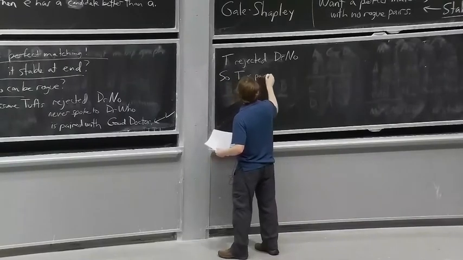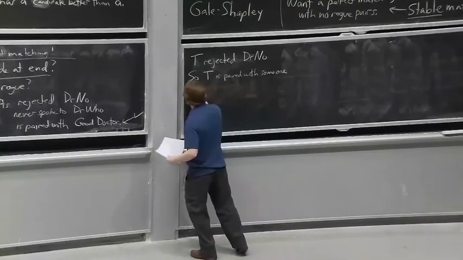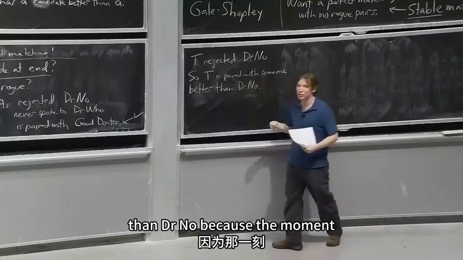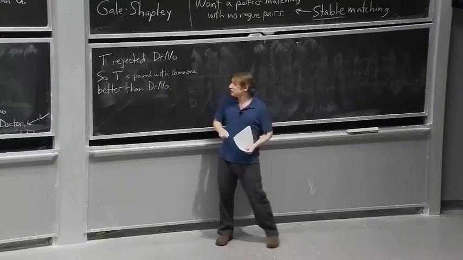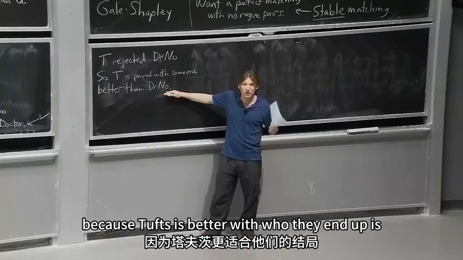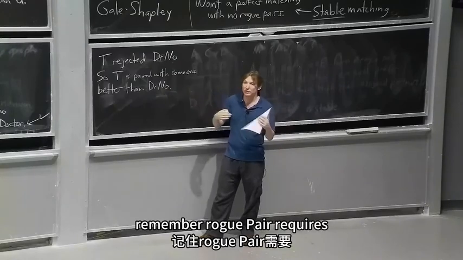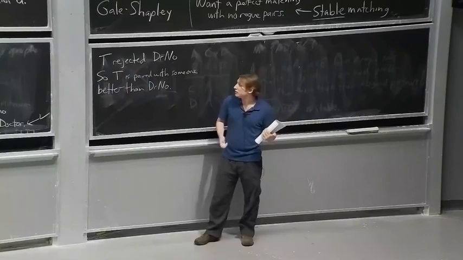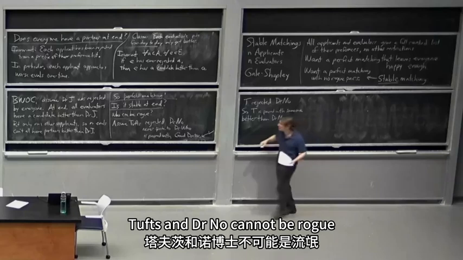Tufts is paired with someone better than Dr. No, because the moment an evaluator rejects someone, they know they're always going to have someone better from then on. So Tufts and Dr. No can't possibly be rogue, because Tufts is happier with who they end up with than they would be with Dr. No. Remember, a rogue pair requires both members of the pair to prefer each other rather than their assigned partner. So since Tufts is happier with their assigned partner than with Dr. No, Tufts and Dr. No cannot be rogue.